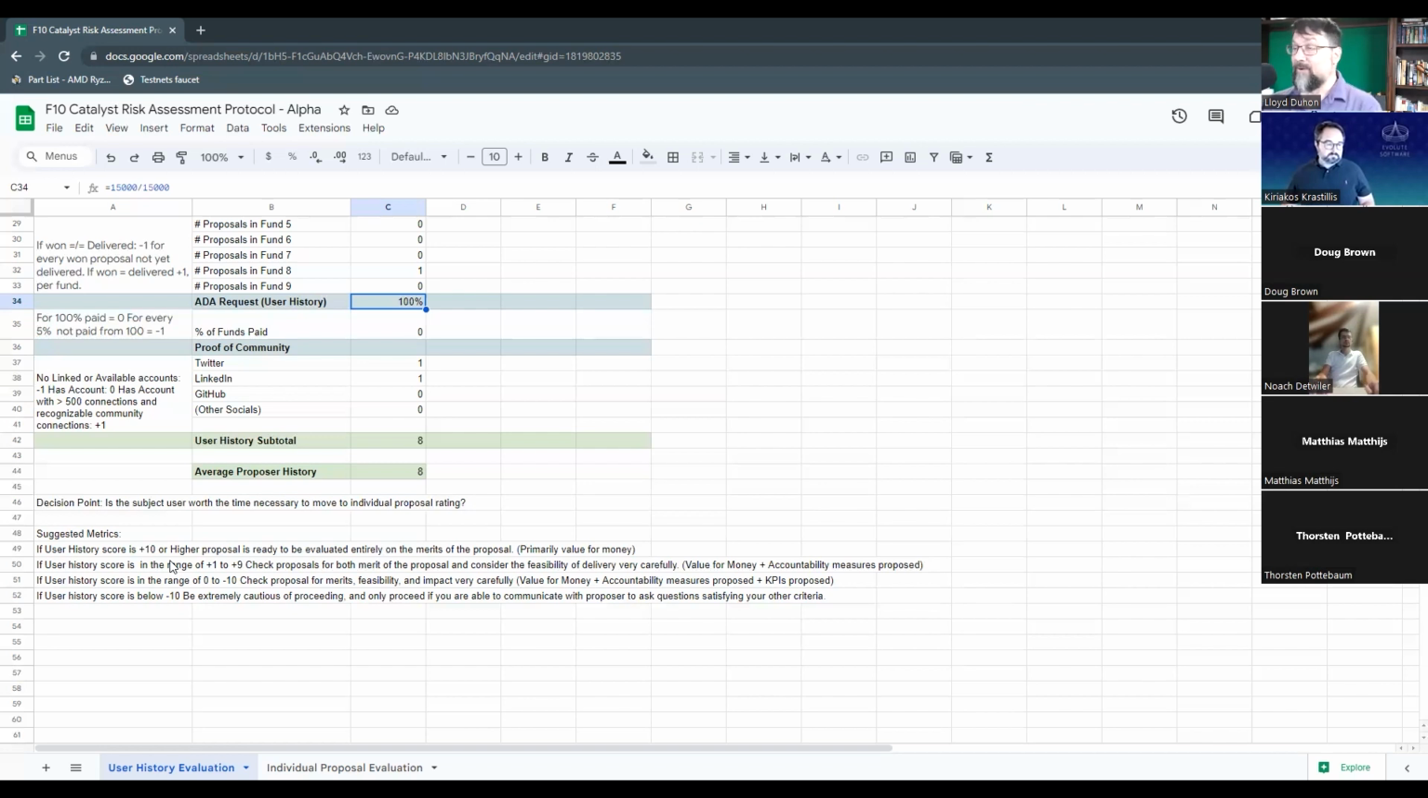And then if their score is below -10, and I had to look to find a couple people that could get below -10, it wasn't easy. I found a couple, but it wasn't easy. For those guys, I'm just saying, be extremely cautious of proceeding. Is it worth your time to evaluate that proposal any further?